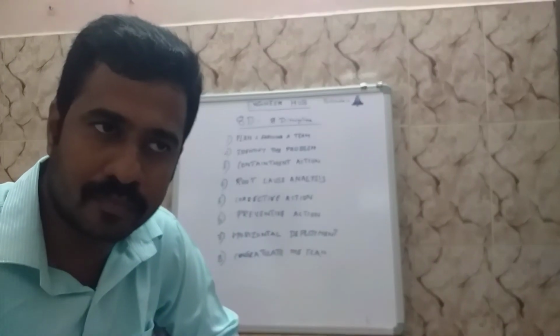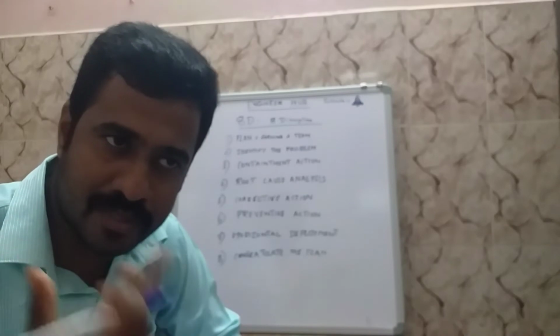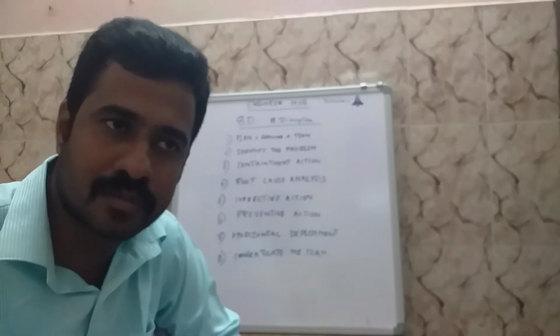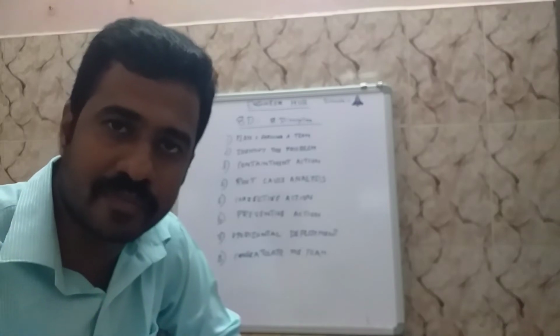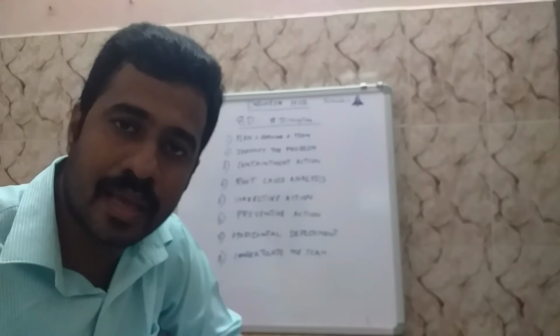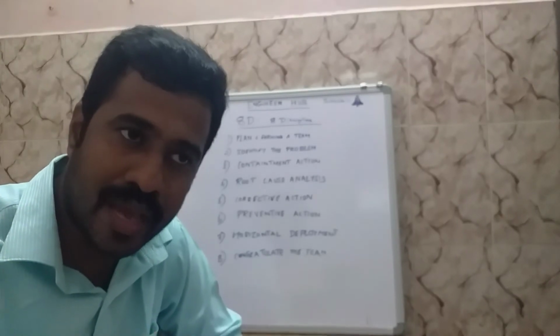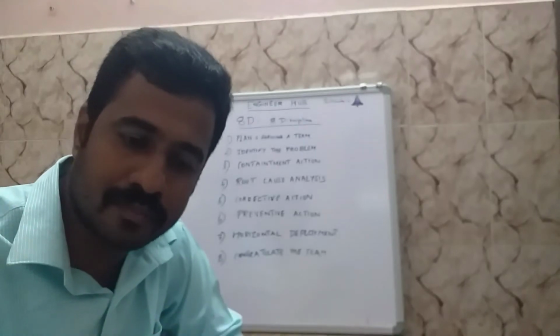I found a problem. I found the root cause. I have rectified the problem. I have replaced the tool. But it should not repeat in the future. The preventive measure. What is the assurance that it doesn't happen in the next month? So we have to make sure that a preventive action is in place, so the problem doesn't come.